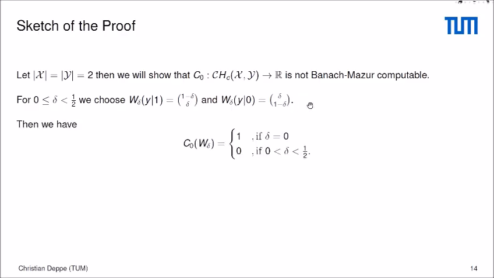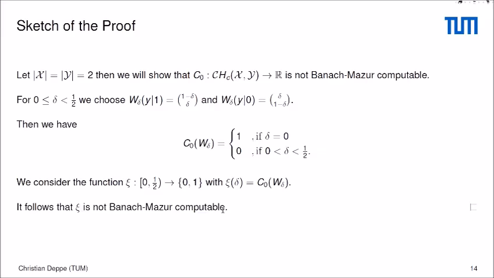If we now look at the zero-error capacity, then of course it's equal to 1 if delta is equal to 0, and it's 0 if delta is between 0 and 1/2. If we now consider the function theta from [0, 1/2) into {0, 1}, such that theta(delta) is equal to the zero-error capacity of the channel W_delta, then it's immediately clear that this function is not Banach-Mazur computable, and therefore also the zero-error capacity function is not Banach-Mazur computable.